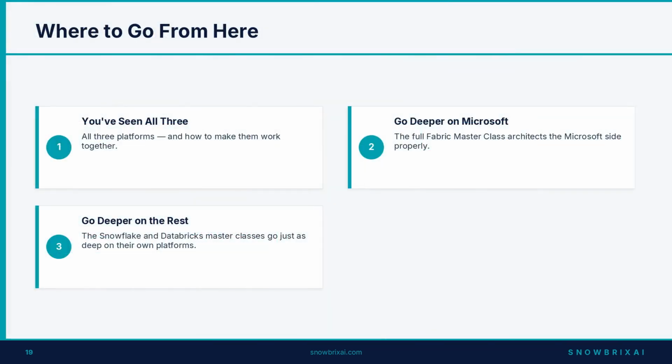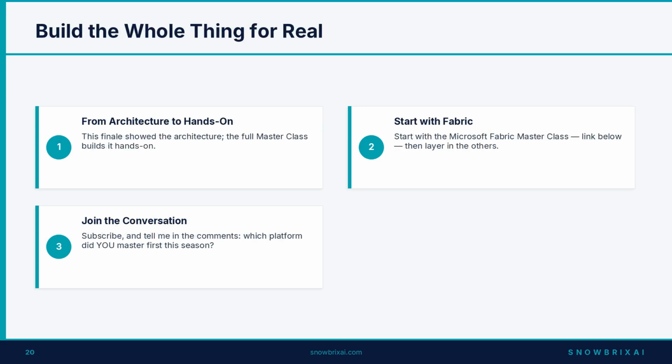So, where do you go from here? You have now seen all three platforms, and more importantly, how to make them work together. But a 30 lesson season can only go so deep. The full Fabric Masterclass architects it properly end to end, and the Snowflake and Databricks masterclasses go just as deep on their own platforms. This season was the map, those courses are the full territory. Pick the one that matches the platform you fell in love with. We just built the architecture for the entire mashup together. This finale showed you the design. The full masterclass builds it hands-on with your own keyboard. I would start with the Microsoft Fabric Masterclass, linked below, and then layer in the others.